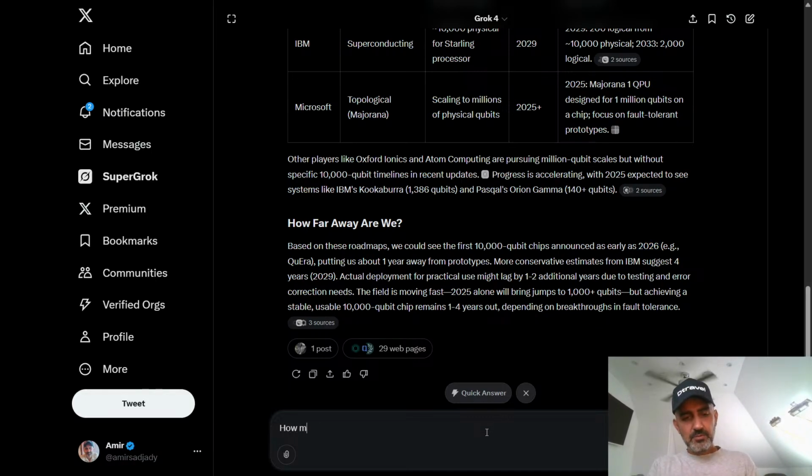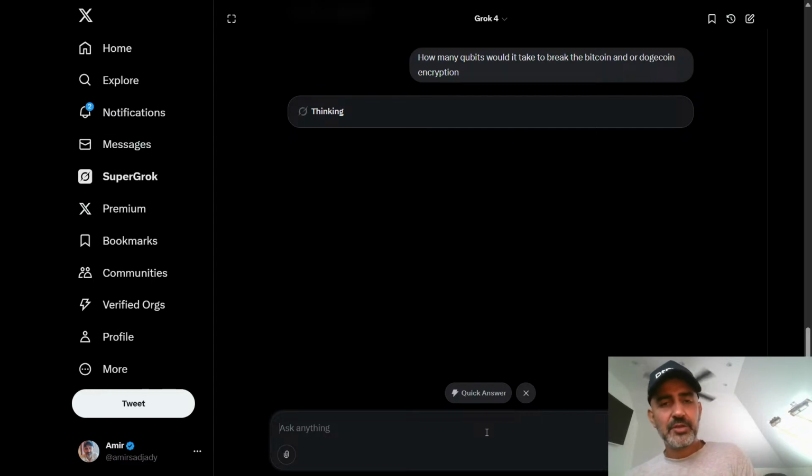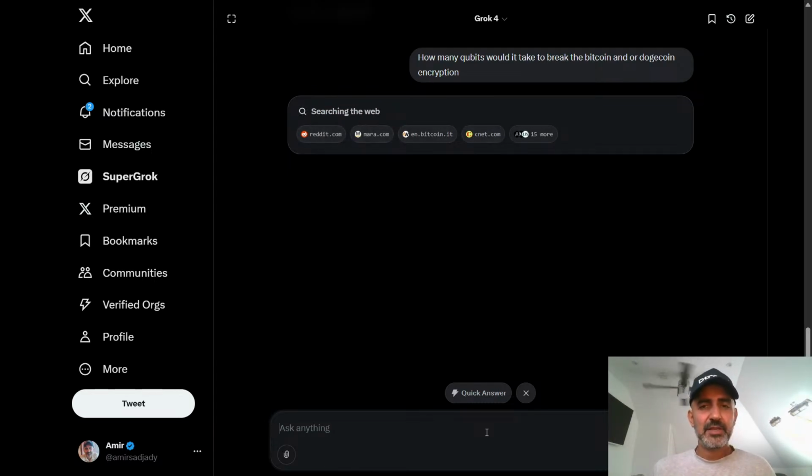And then how many qubits would it take to break the Bitcoin and or Dogecoin encryption? So I think it doesn't matter if you break Bitcoin, we just have to break one of them. And I think the weakest one. Yeah. And I was just thinking maybe Dogecoin. I don't know what encryption they use, but it doesn't matter. It doesn't have to be Bitcoin. It could be just one of the big ones. Like it could even be ETH. Who cares? Just one of the big ones. Let's have a look.